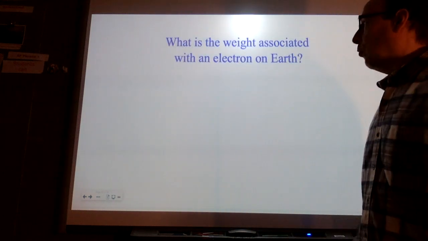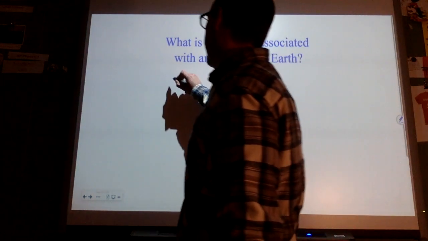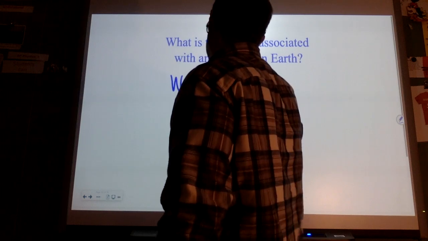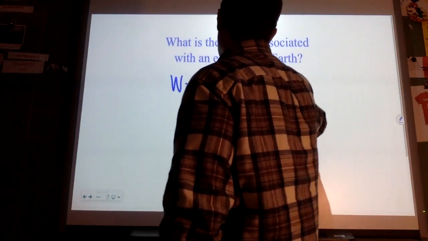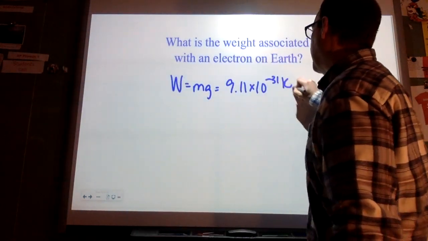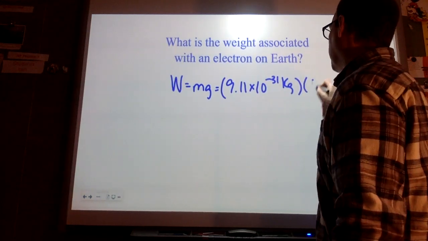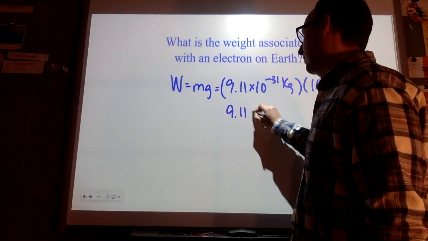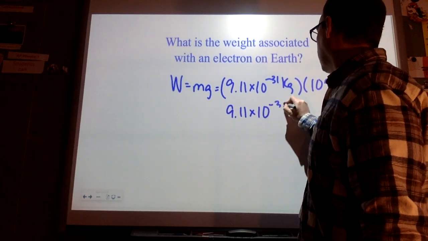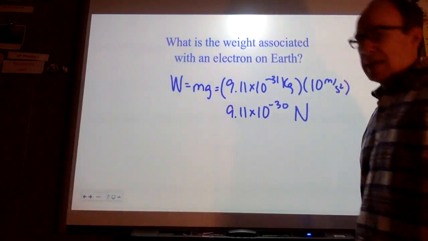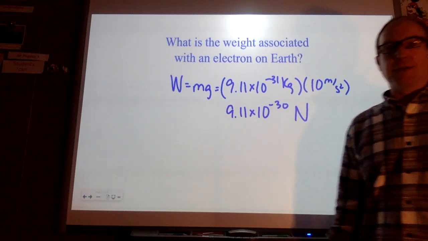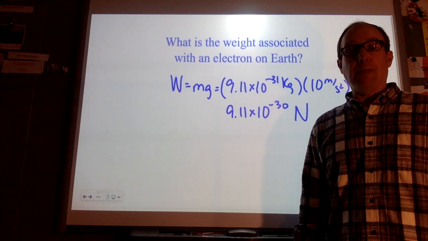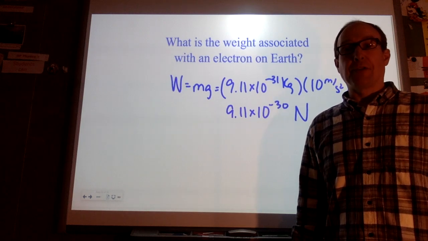What is the weight associated with an electron on Earth? And again, this is on your equation sheet. Don't waste your time memorizing these constants. Memorization is a total waste of time. There's no reason why you would ever need to just off the top of your head know what this is. All right, so we have 9.11 times 10 to the negative 30 newtons.